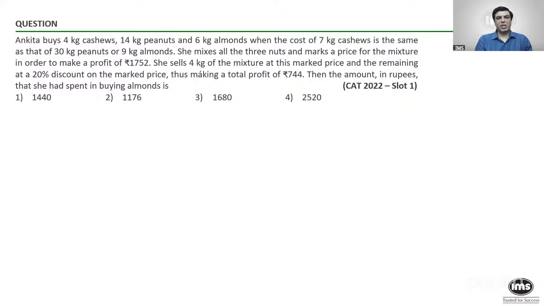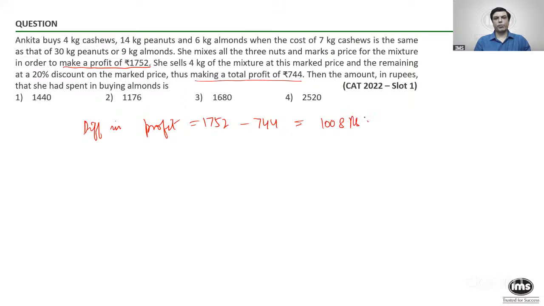So the first thing that should be noted here is that she was supposed to make a profit of 1752 rupees, but she made a profit of 744 rupees, which means how much is the difference in profit? That is nothing but 1752 minus 744. This is 1008 rupees. Why this difference? If she was supposed to make 1752 rupees, why did she not make 1752 rupees?